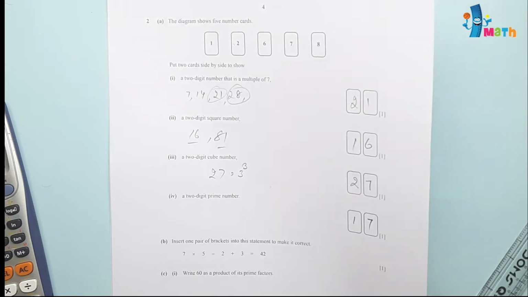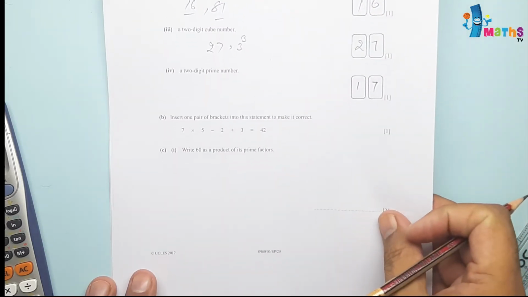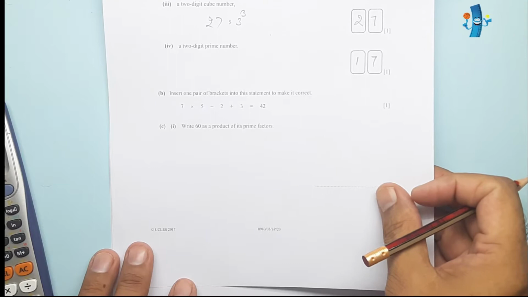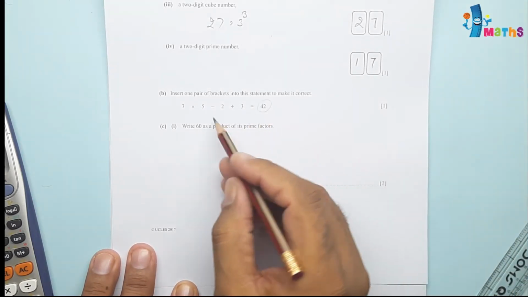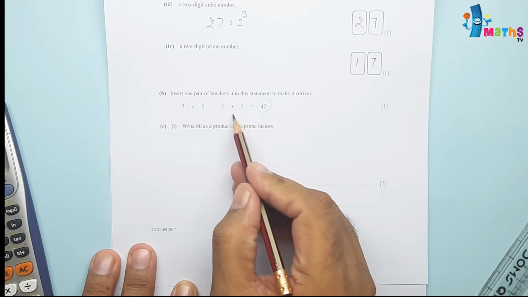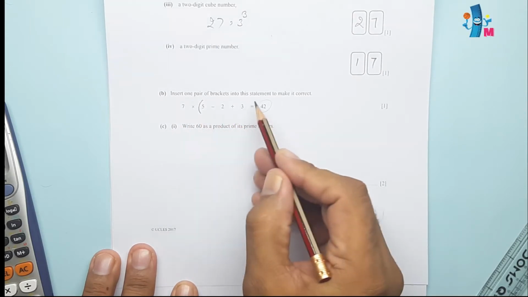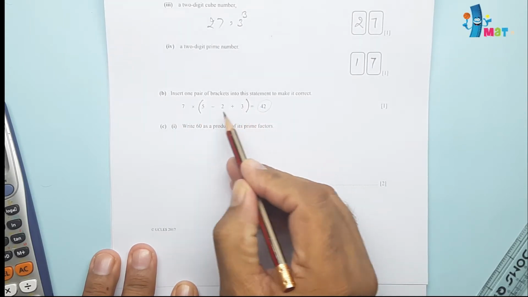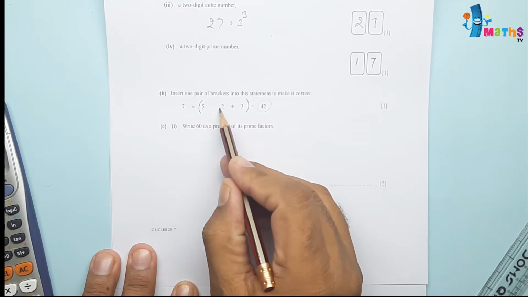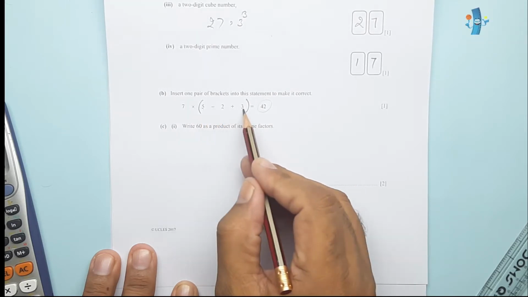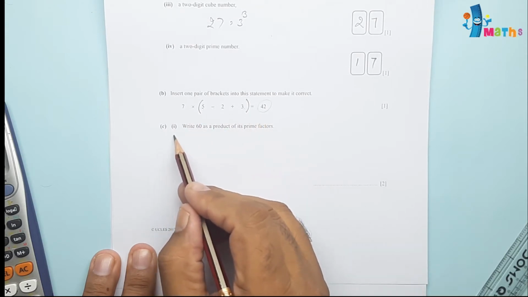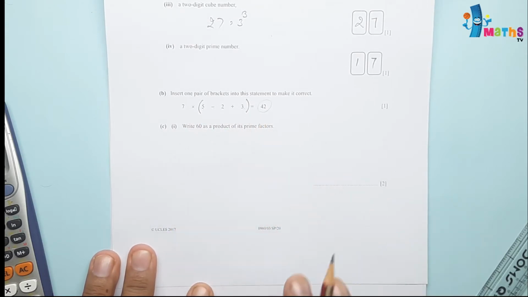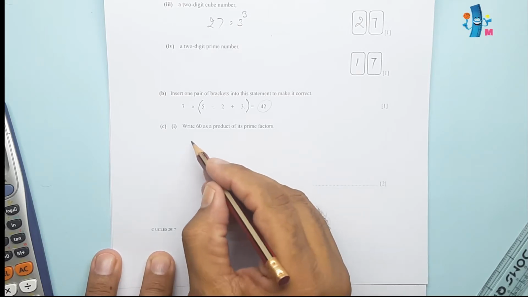And B part, insert one pair of brackets into this statement to make it correct. So 42 we are looking for. You can check different options, but if you put brackets over here, this will be 5 minus 2, which is 3, and 3 plus 3 will be 6. 6 into 7 will be 42. So C part, C1, write 60 as a product of its prime numbers.